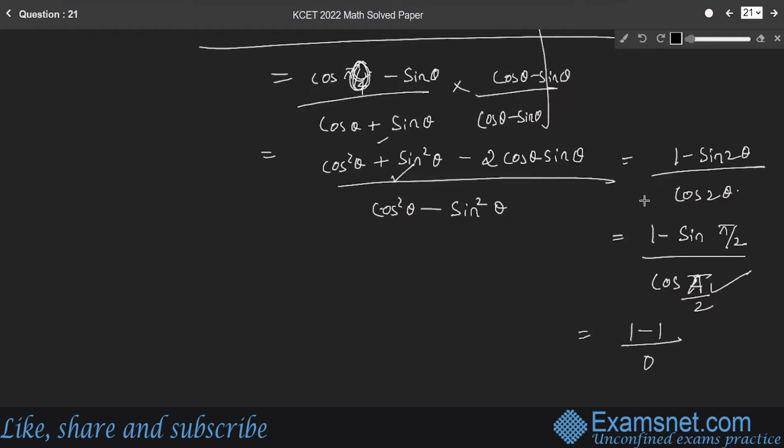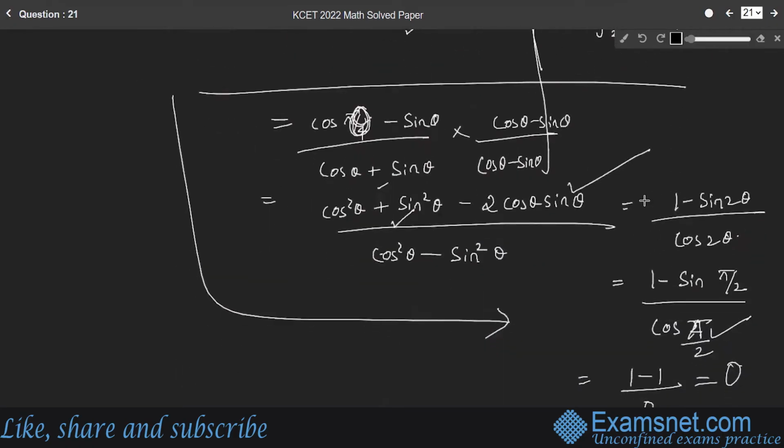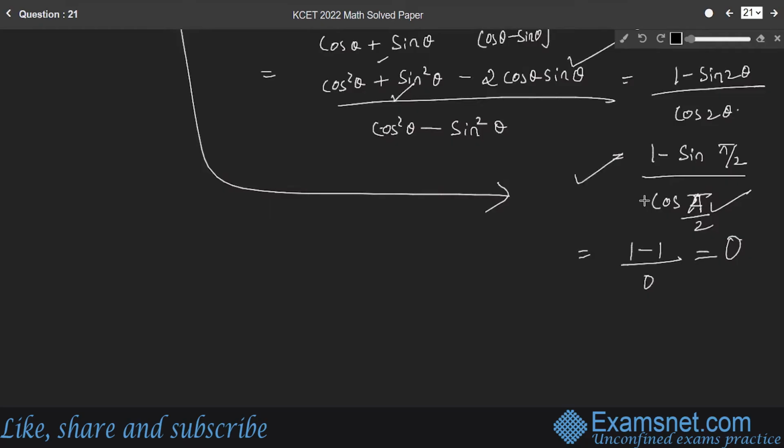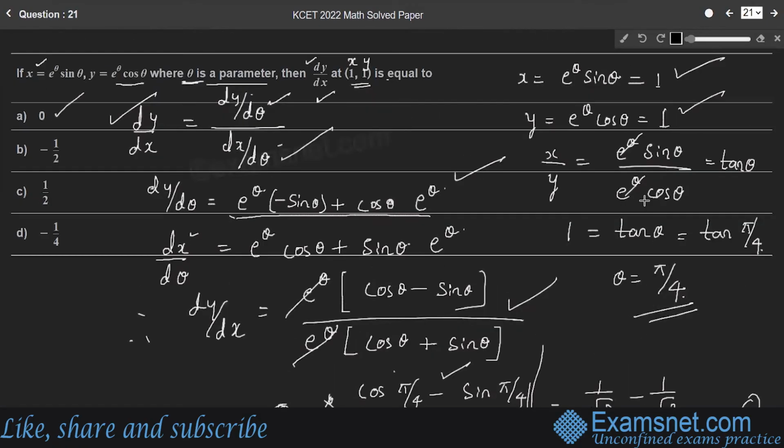Cos 90 is 0, right? So we have 0 as the final answer. The first method is to directly substitute the value of theta as pi by 4 into (cos theta minus sin theta) by (cos theta plus sin theta). Or you can still simplify it, and at the end substitute the value of theta as pi by 4. You will get 0 as the final answer. Hence, option A is the right answer.